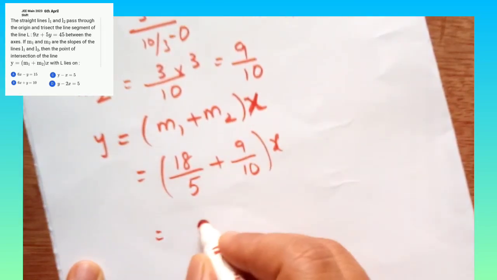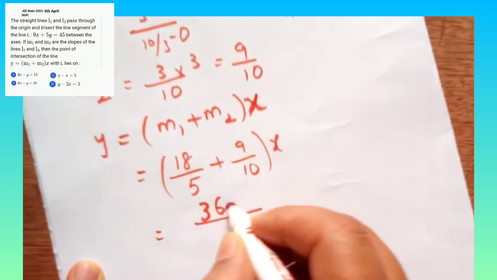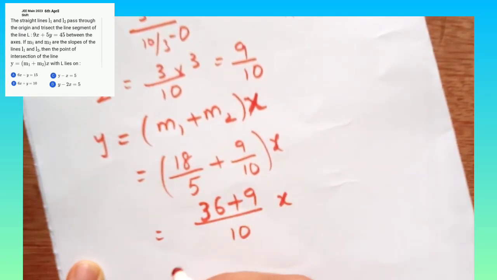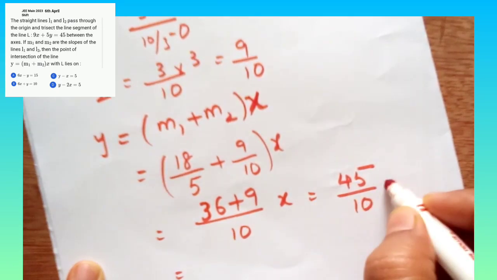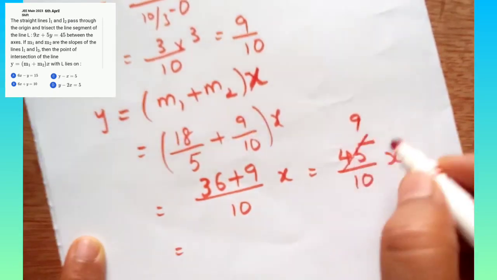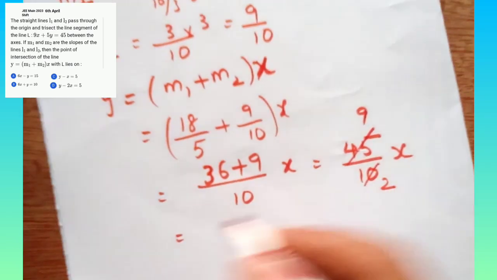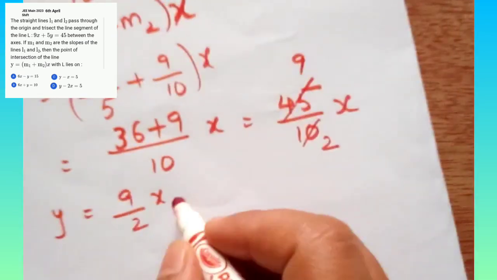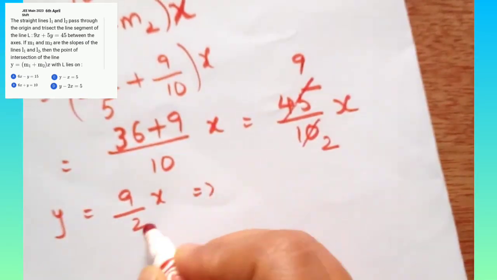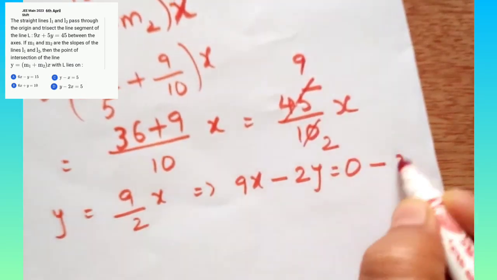So take 10 as LCM. So this is 18 times 2 is 36 plus 9 times x. So that is 45 by 10. 5 times 9 is 45, 5 times 2 is 10. So 9 by 2 x, that is equal to y. So now you got another equation. So this is 9x minus 2y, that is equal to 0. This is the second equation.